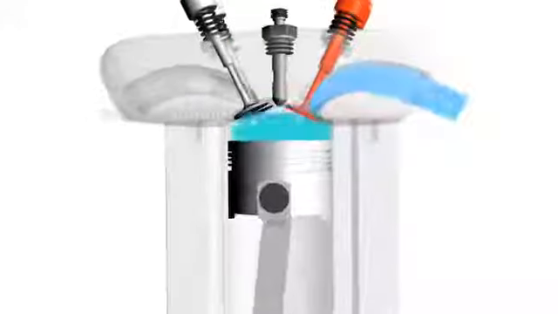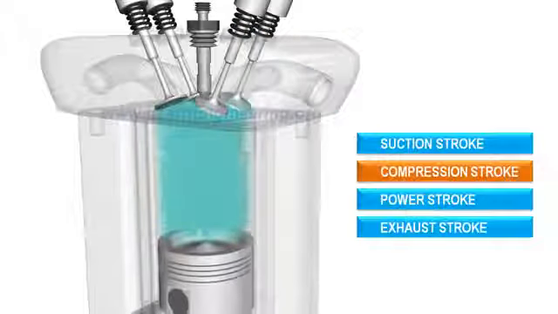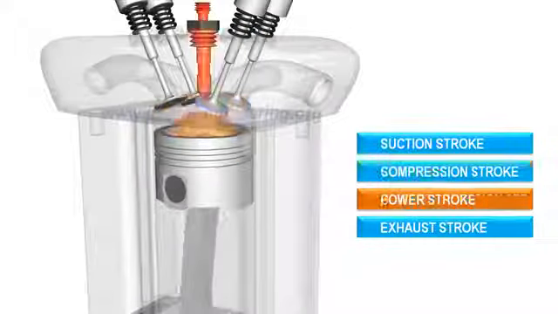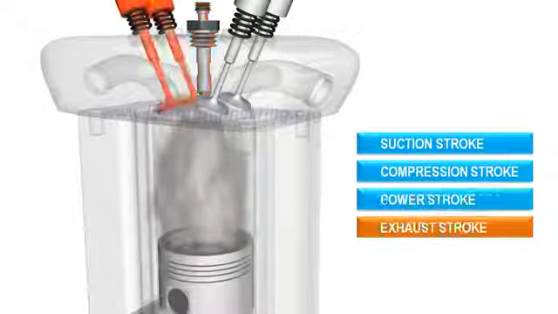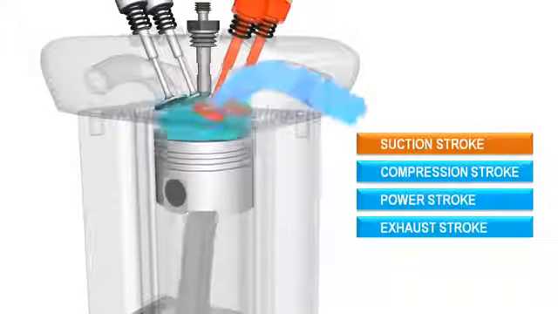Again, the suction stroke happens. This cycle, which has a total of 4 strokes, is repeated over and over for continuous power production.